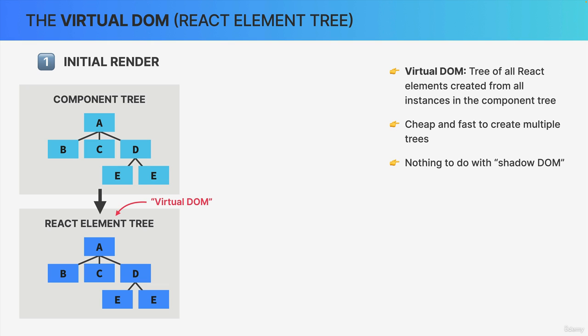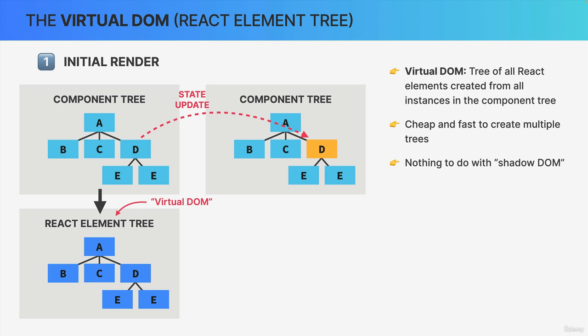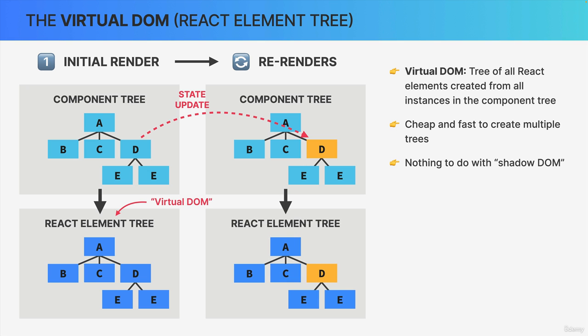components. But anyway, let's now suppose that there is going to be a state update in component D, which will of course trigger a re-render. That means that React will call the function of component D again and place the new React element in a new React element tree, so in a new virtual DOM.